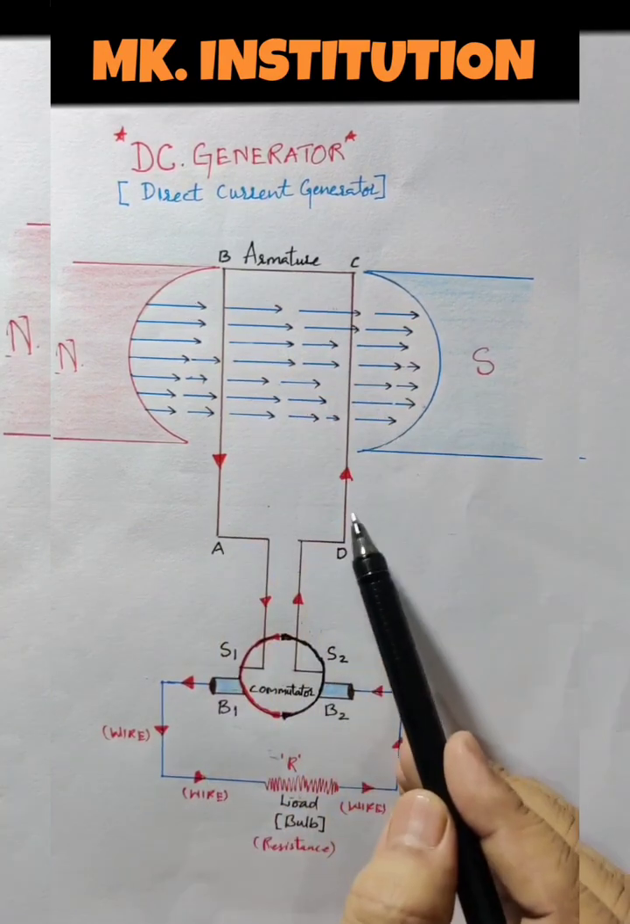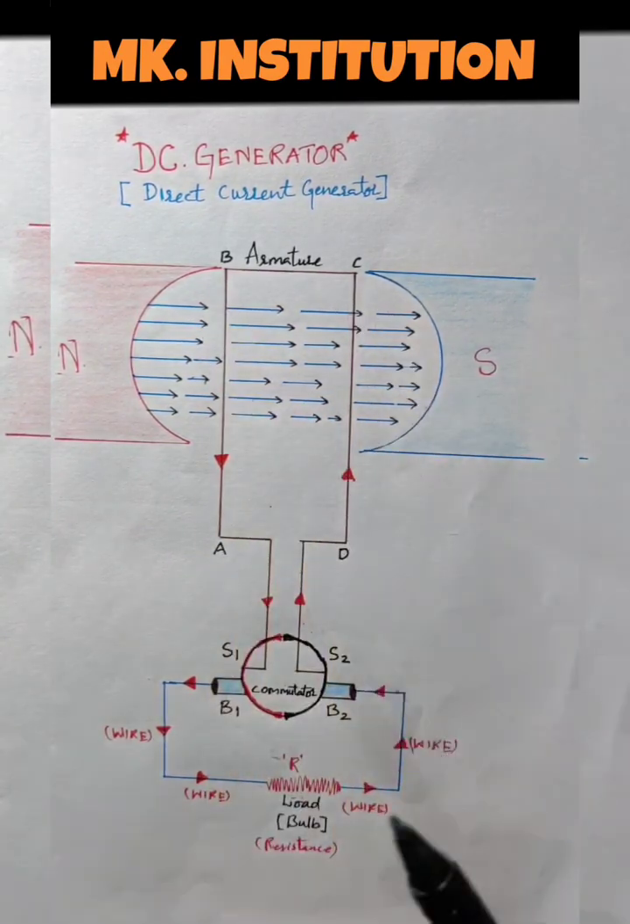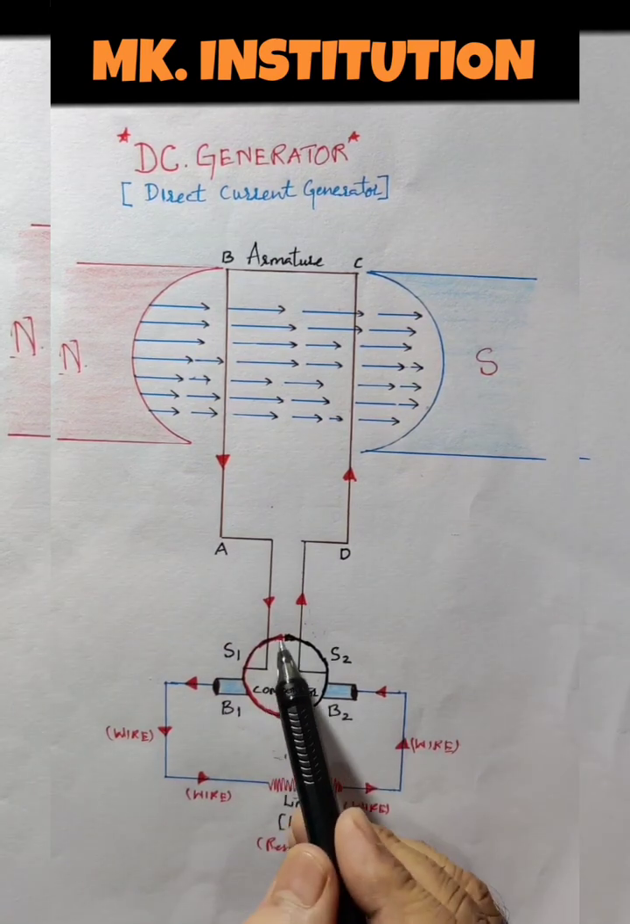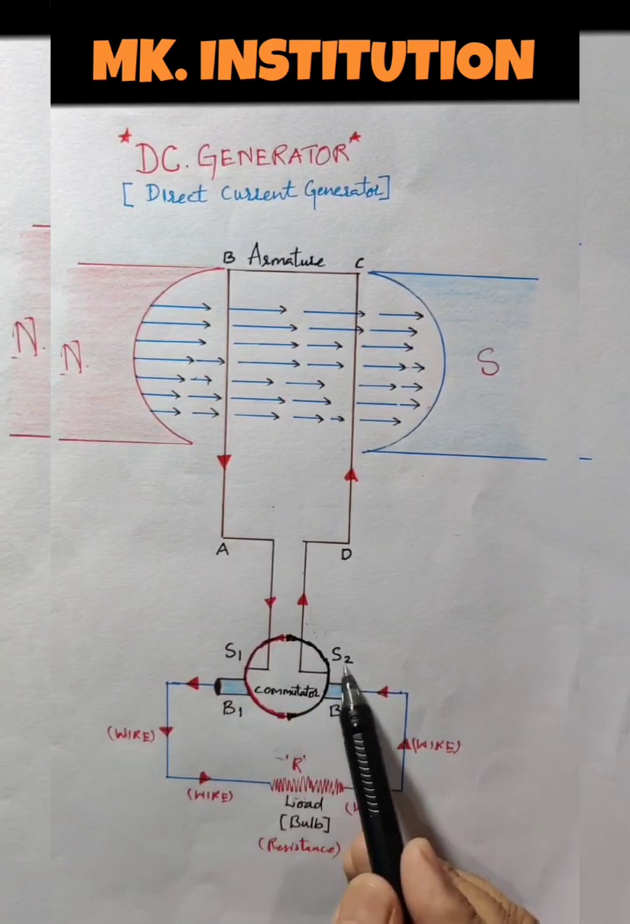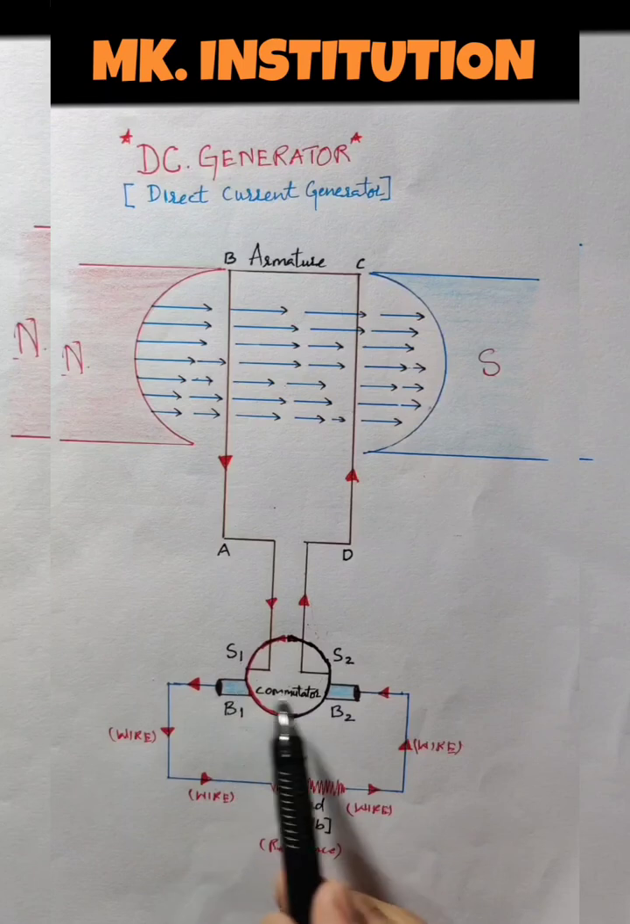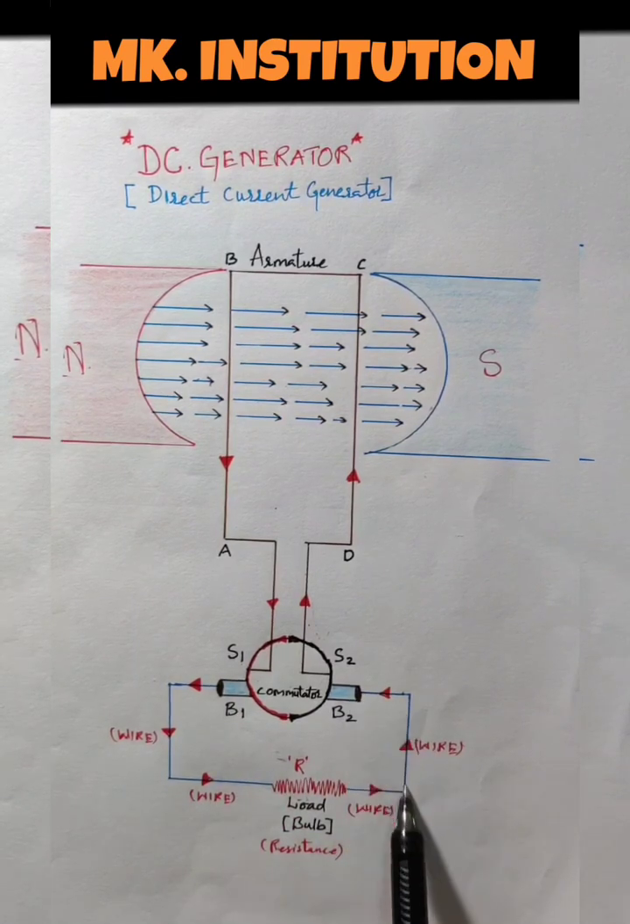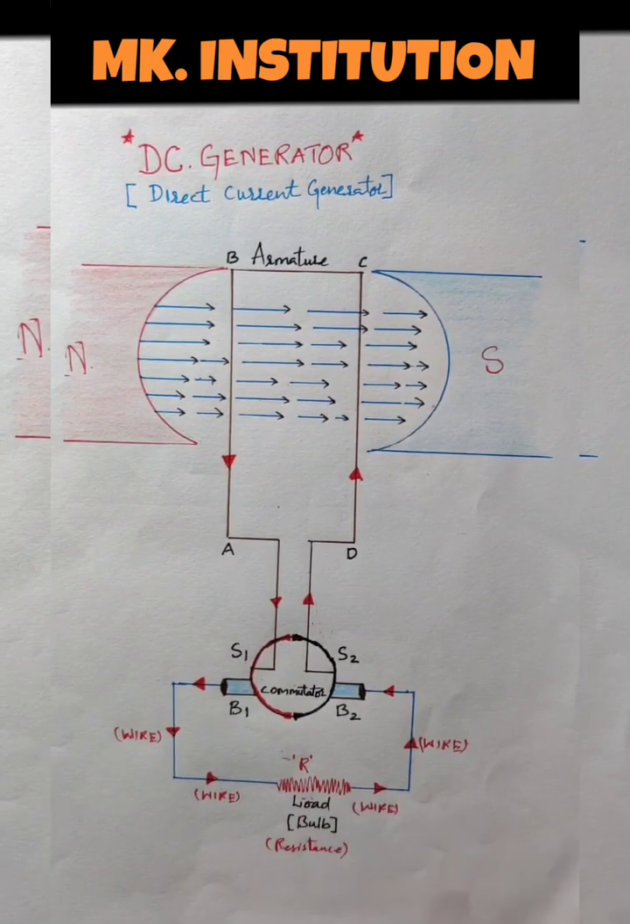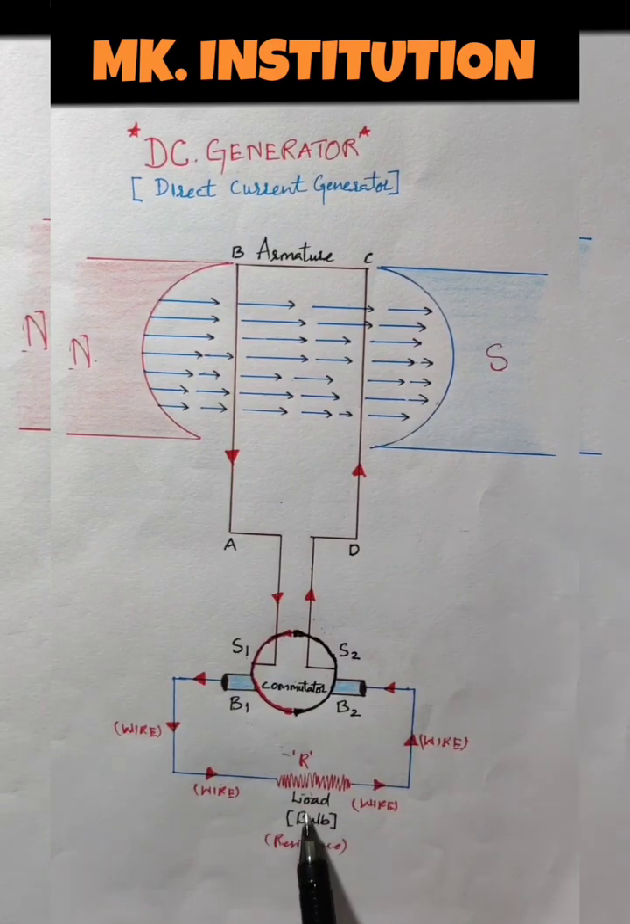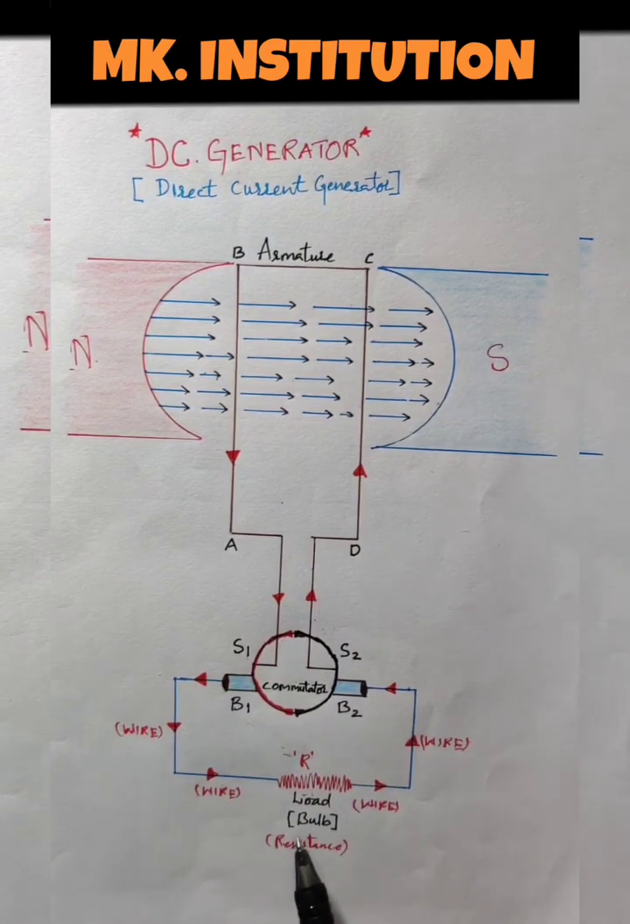This is the armature, label it as A, B, C, D. Clear? And then these are 2 split rings, S1, S2, and these are the 2 carbon brushes, B1, B2. This is the wire. The wire is connected to resistance. What we are keeping as resistance here, bulb or fan, anything we can keep here.